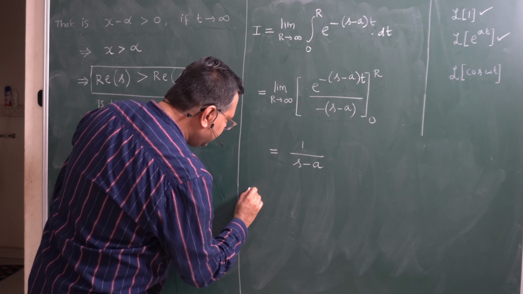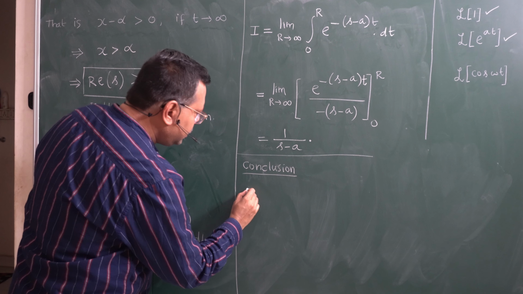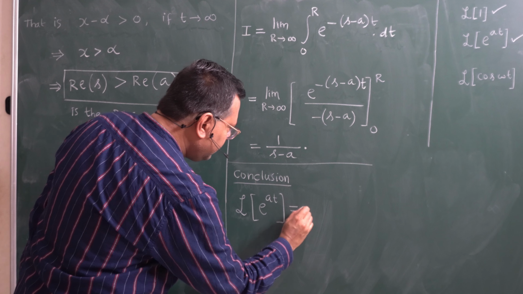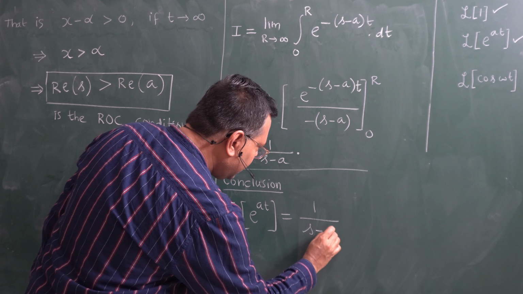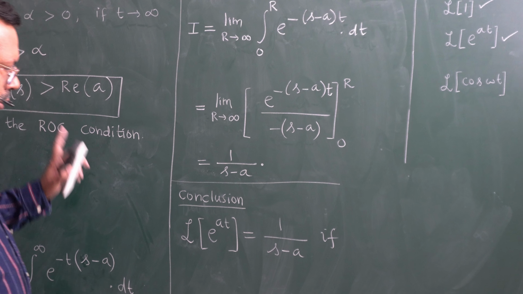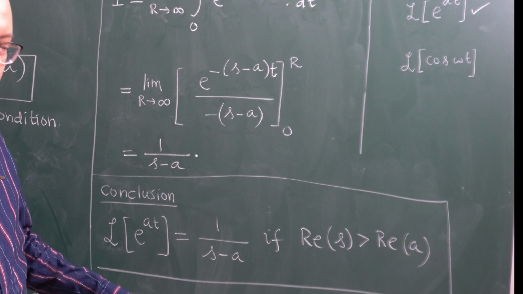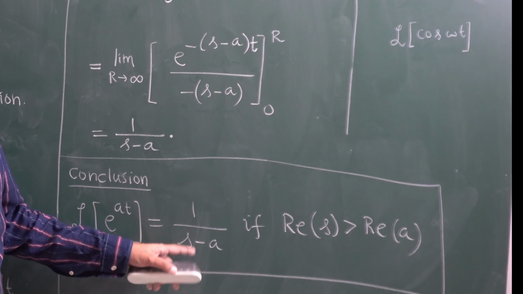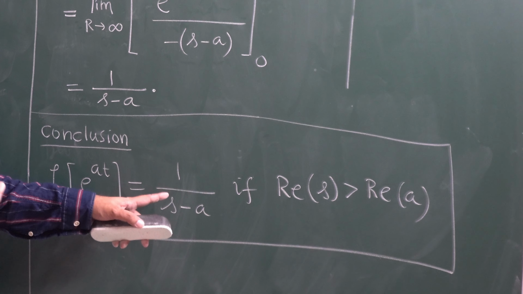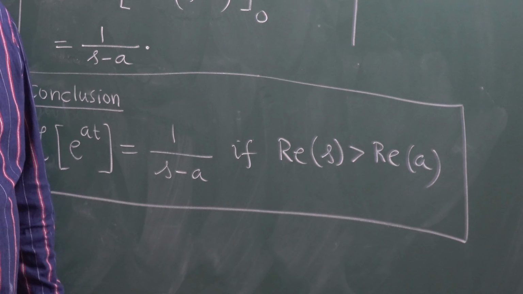So we will say that the conclusion is that the Laplace transform of e to the power of at is given by 1 by s minus a, if the condition is there, if the real part of s is greater than the real part of a, as I already told you. This result, 1 divided by s minus a, is the result of simplifying the integration. This will come if you simplify the integral. This will come if you work out with the Cauchy criterion.